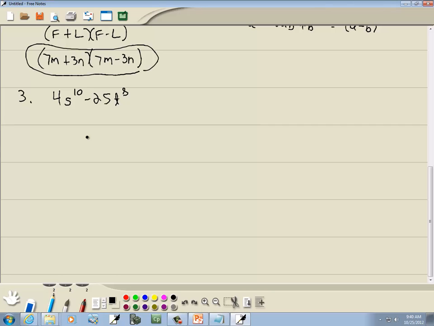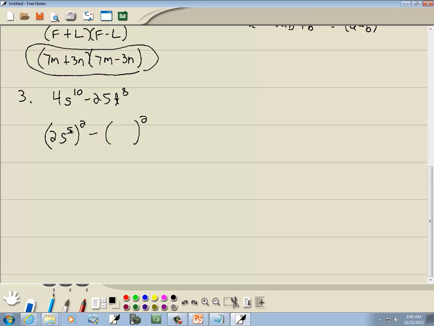Well, this is 2 terms. And then we come down to our fifth method, difference of 2 squares, 2 terms with a minus between them. Well, that fits. So we're going to try to write this as something squared minus something else squared. Now I start with the first piece, 4. Well, 2 times 2 gives you 4. S to the 10th, that would be s to the 5th.